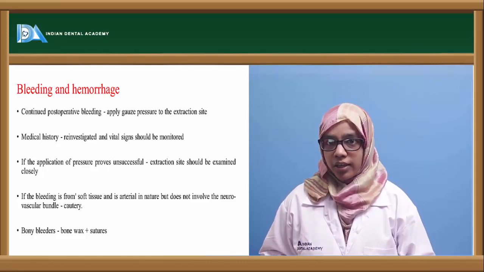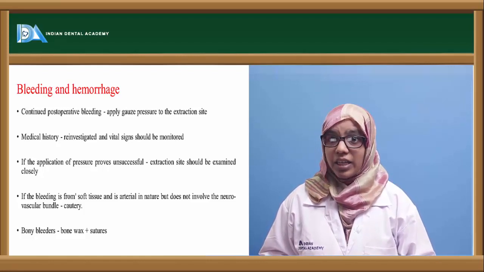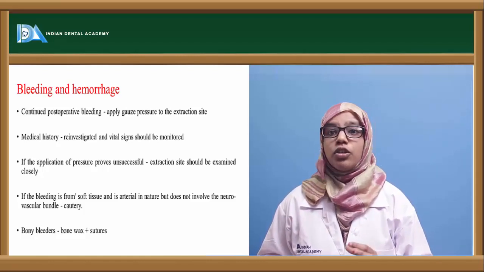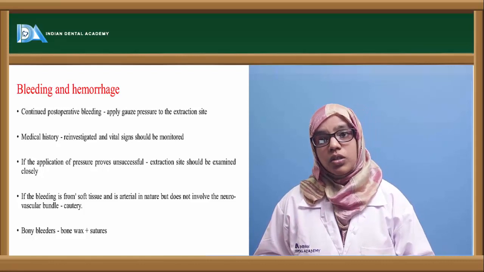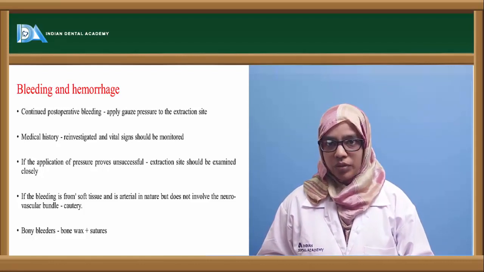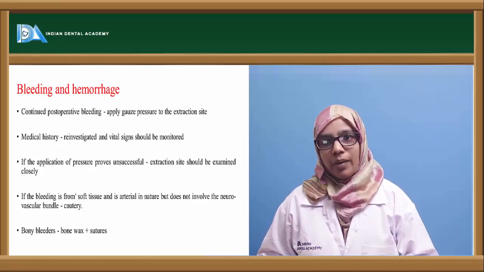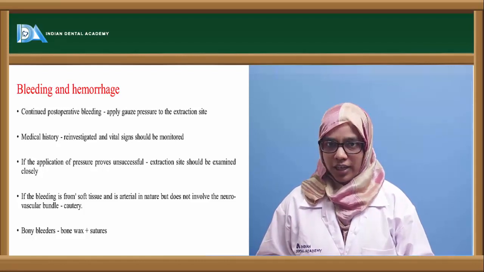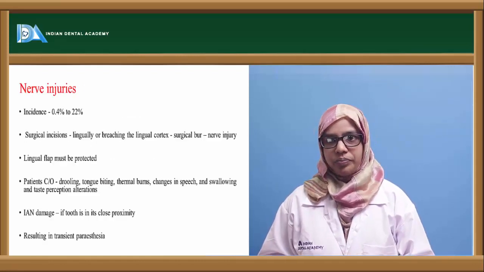You explore the area. You see the soft tissue. If it is bleeding from the soft tissue, if it is arterial bleeding other than the inferior alveolar artery, then you need to cauterize it. And if it is because of the bone, you can add bone wax to it. Or you could just simply add Abgel or Surgiform and suture it again and observe the patient.